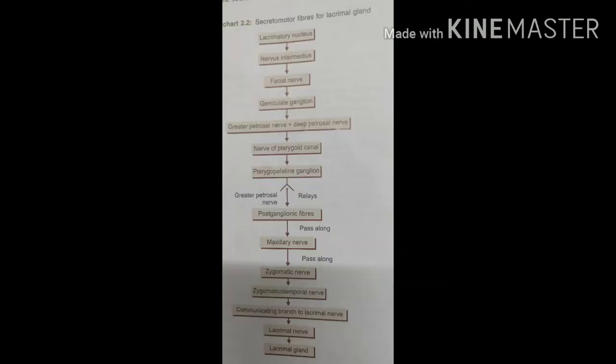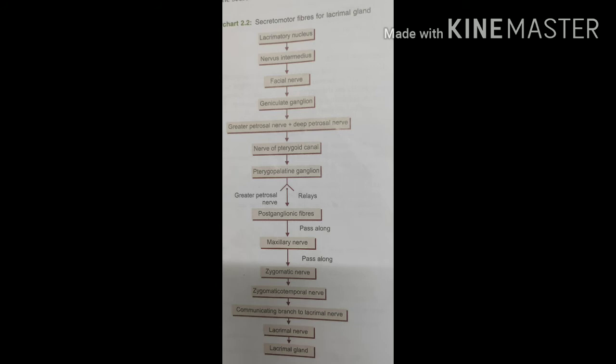Let us see a quick recap of the nerve supply of the lacrimal gland. The parasympathetic nerve supply is secretomotor to the lacrimal gland, and the sympathetic nerve is vasomotor. The parasympathetic nerve arises from the lacrimal nucleus of the pons, passes through the nervus intermedius to the geniculate ganglion, and from the geniculate ganglion it goes through the greater petrosal nerve and joins with the deep petrosal nerve of the sympathetic fibers.